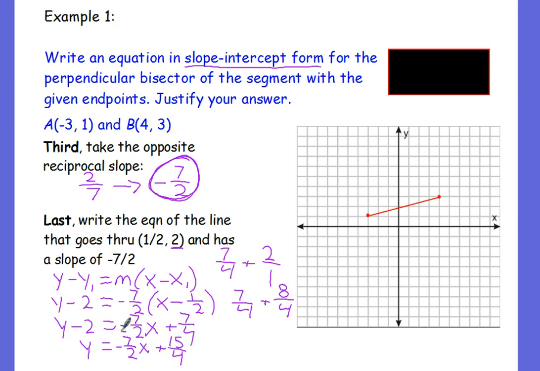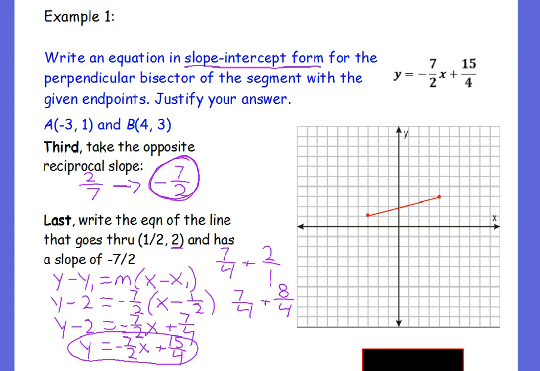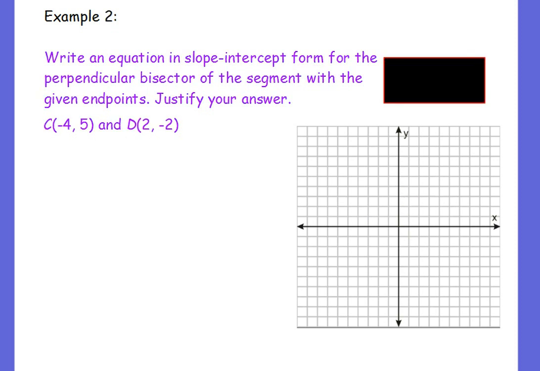So it's kind of ugly looking, but that'll happen sometimes. That's okay. So, and I have that right here. Final answer would be negative 7 over 2x plus 15 over 4. That would be the equation of that perpendicular bisector. All right, nice job. Let's have you guys try this one. You can pause it here. Just be really careful working through this.